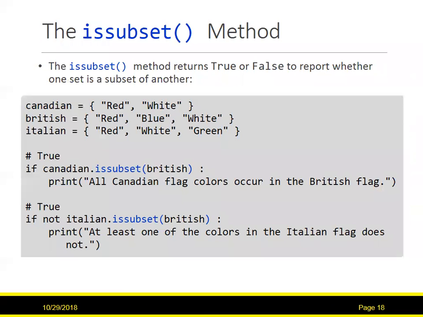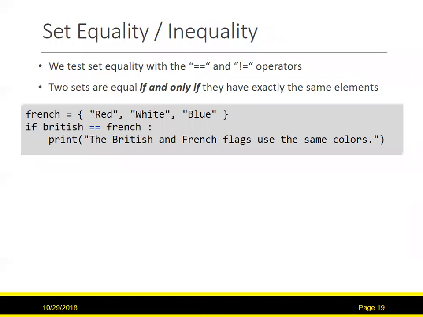So Italian is not a subset, so this returns false. Then we said not false, which is true. That not stuff gets you all the time. Double negative. Not false is true. Okay. Equality. We use double equals or the not equals. So we have French. If British is equal to French, they are the same colors.